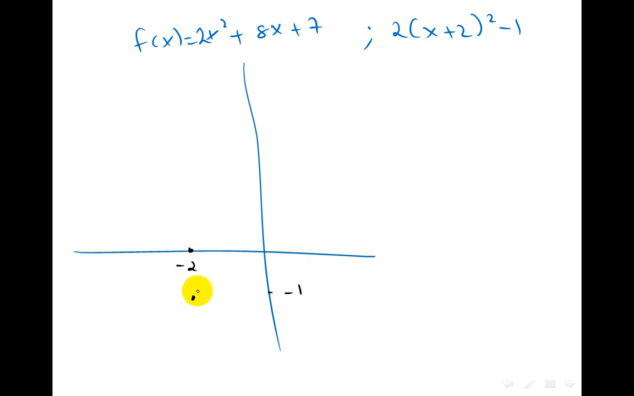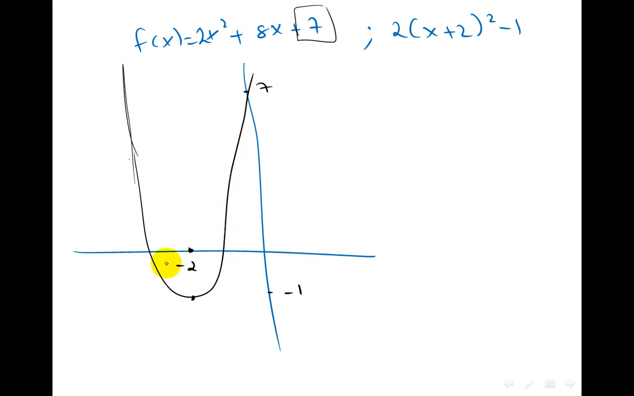By the way, this 7 means the y-intercept, in case you want to know. It's the y-intercept, so the graph will continue till 7, and this is our graph. Okay, let's have another example.